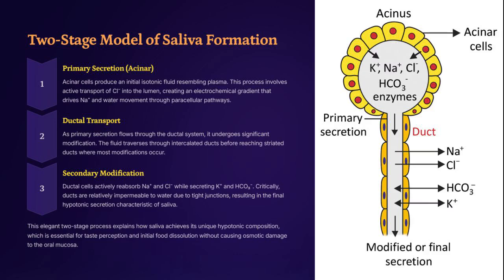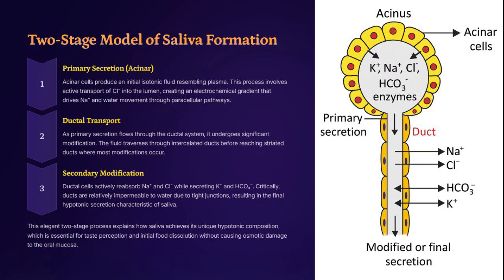Let's now break down how saliva is actually formed. This happens in 2 main stages. The first stage takes place in the acinar cells, which are the cells at the very end of the gland's tree-like structure. These cells actively pump chloride ions into the lumen, the central space, and that pulls in sodium and water along with it. The result is an initial fluid that is isotonic, meaning it has the same salt concentration as your blood plasma. But this is just the raw product.